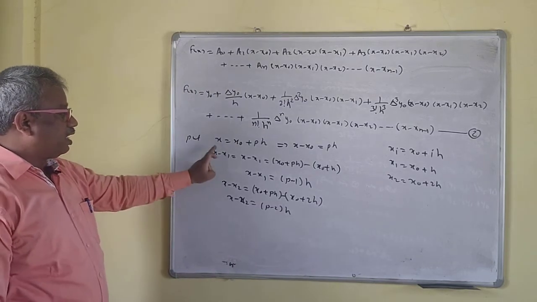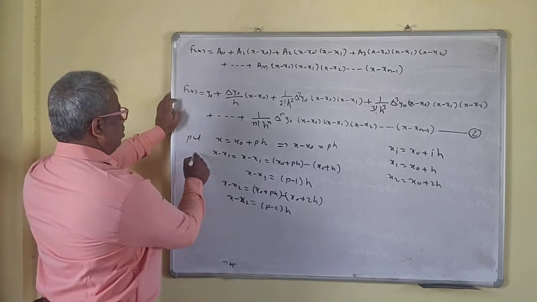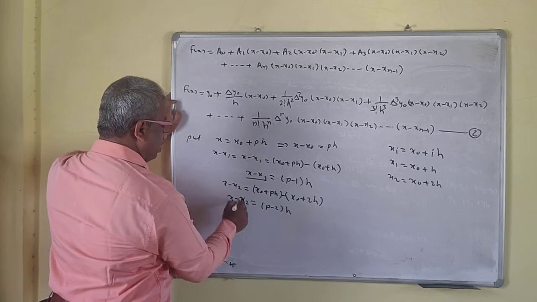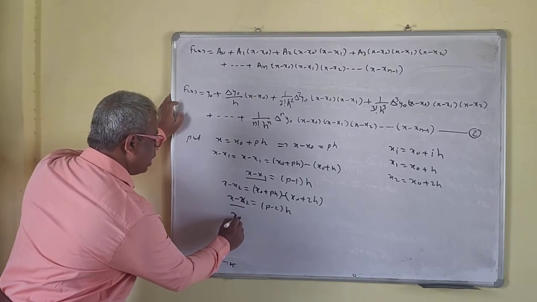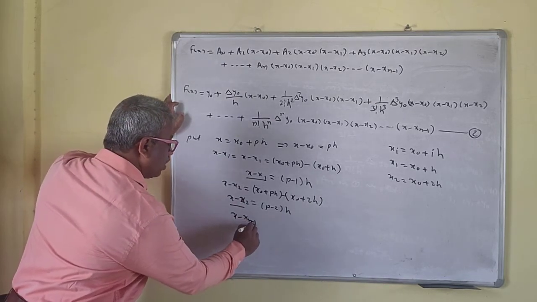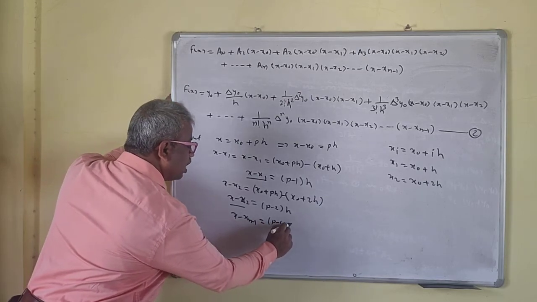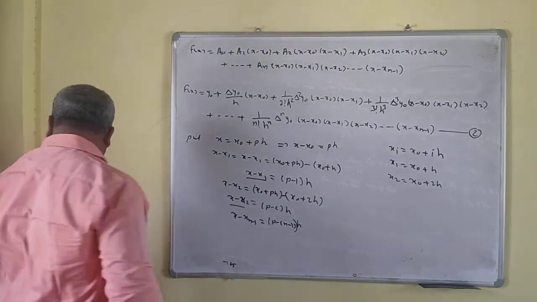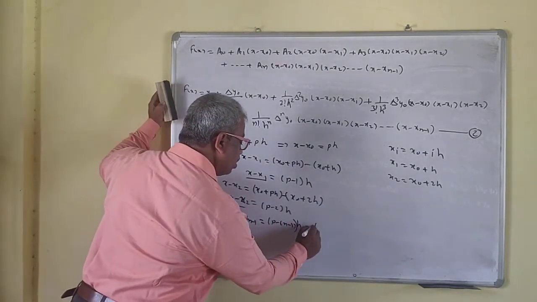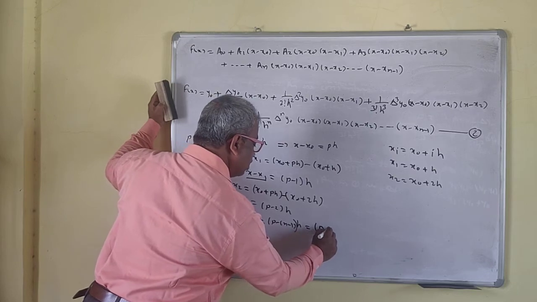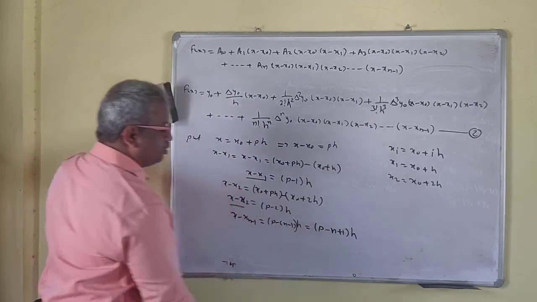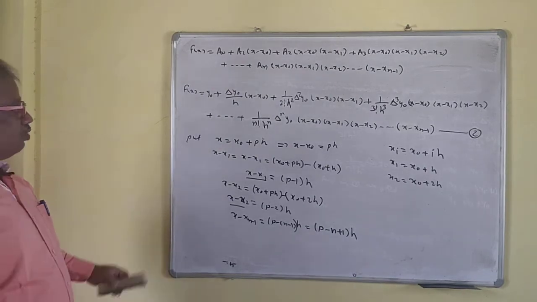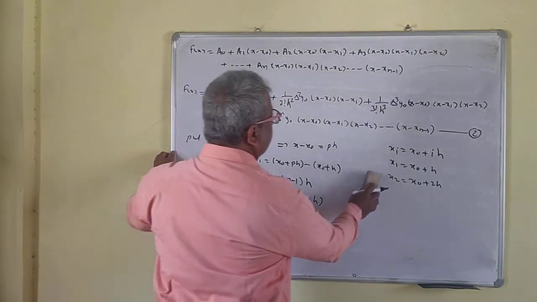So put x is equal to x0 plus ph, and we get this. Therefore, x minus x n minus 1 is equal to p minus n minus 1 times h. That is the same as p minus n plus 1 times h. So we write here now. What do we get then?